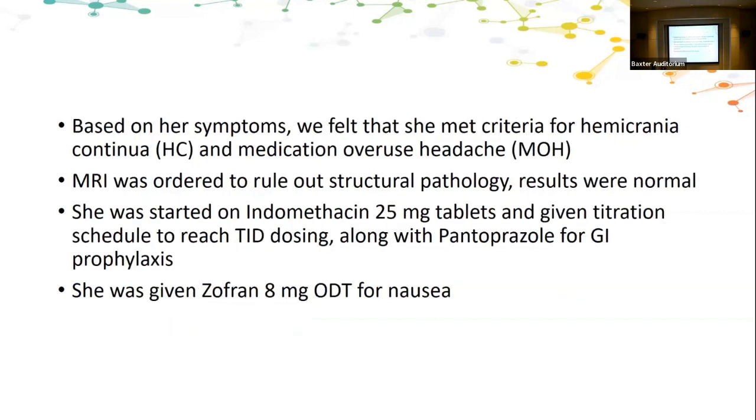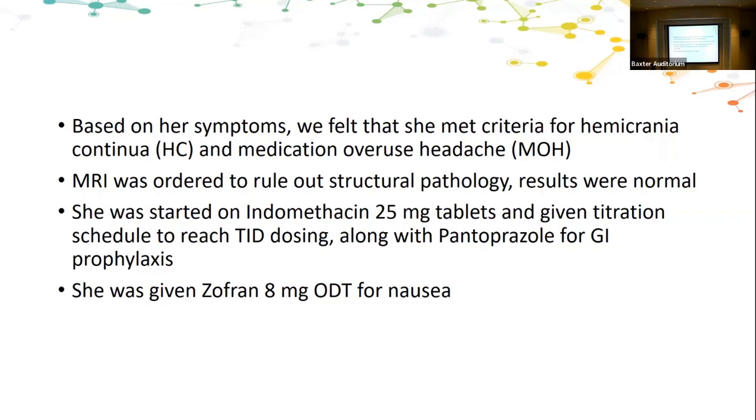So based off of her symptoms, we feel like she met the criteria for hemicrania continua and medication overuse headache. Medication overuse headache, there's different schools of thought in the headache community. I'm happy to debate that with you at some point if you so desire, but that's what we thought at that point. MRI was ordered to rule out any structural pathology, and her results were completely normal.